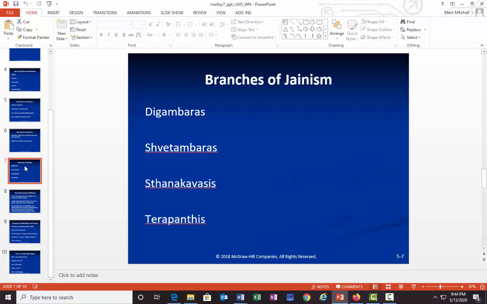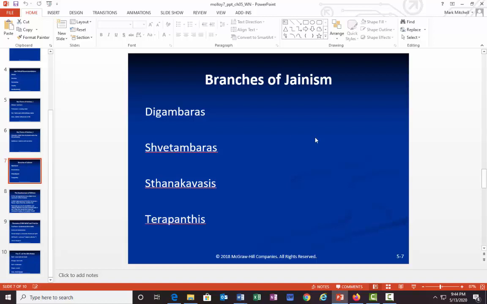Now, they're also located in the western part of India, but they do believe that the Mahavir was buried, and so they would not be as strict about the celibacy as the first branch of Jainism that we looked at. The Sthanakvasis means really simple building.